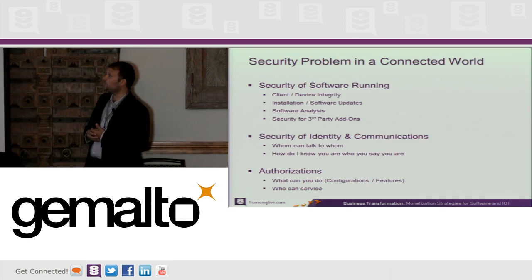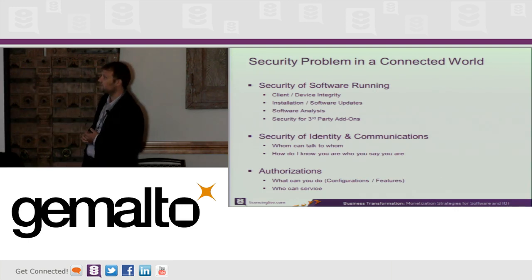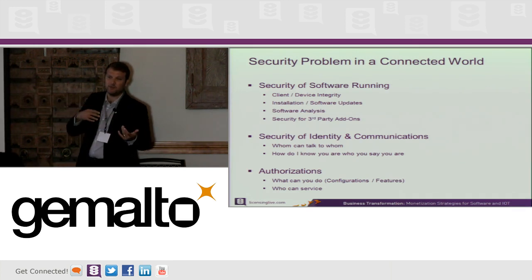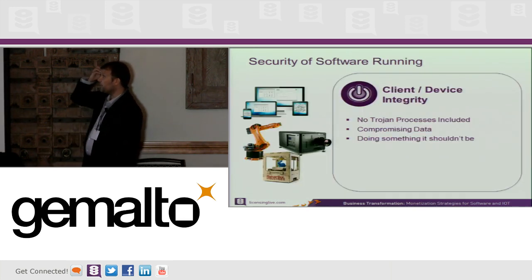So first, looking at the security problem in a connected world, I'm going to break that down into three different security areas. The first security area is the security of the software that's actually running on your device. How do we secure that? The second is about the security of the identity and communications. How does this device or client talk securely? How do you identify them securely? And finally, how do you authorize that client or device to do what you want it to do and not do what you don't want it to do? So that's the scope of the presentation.